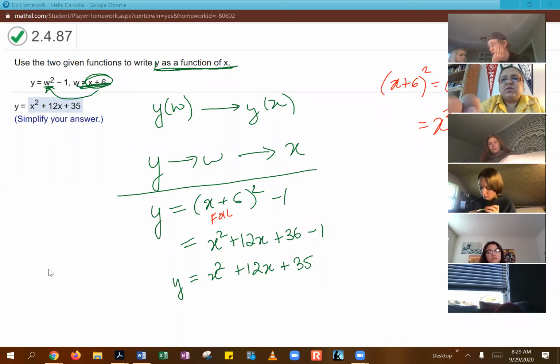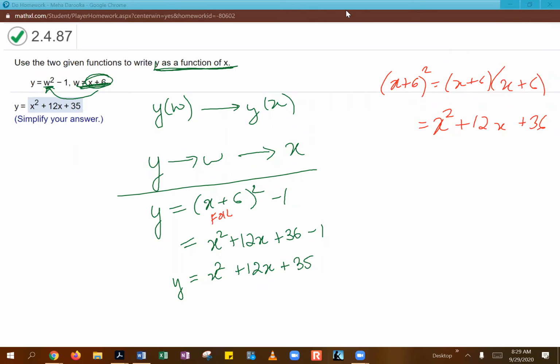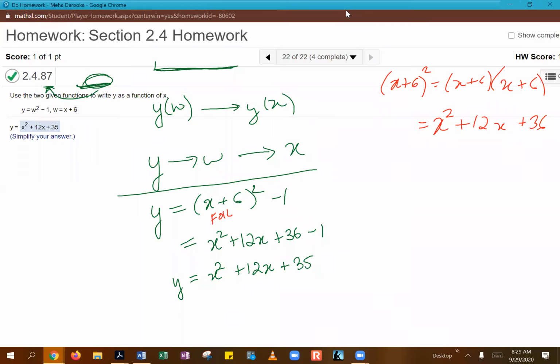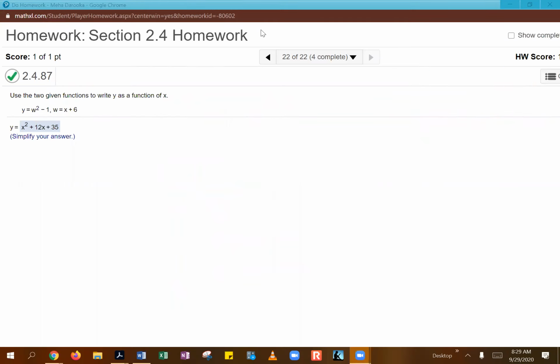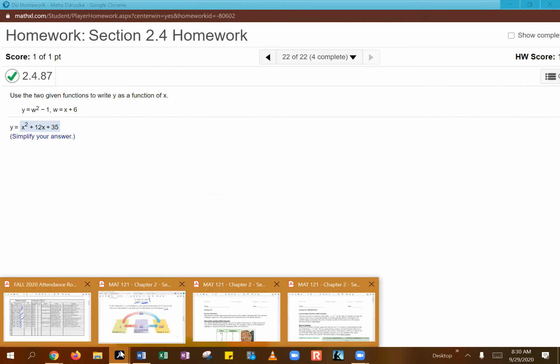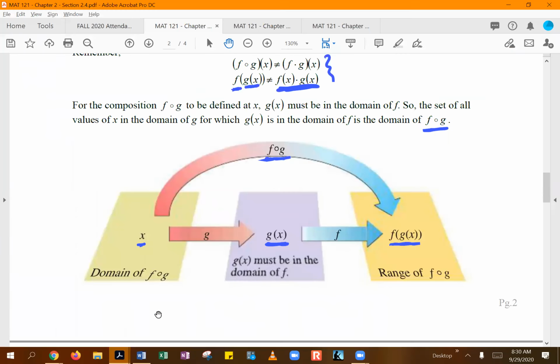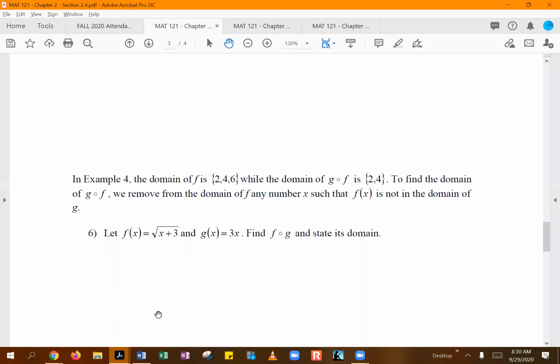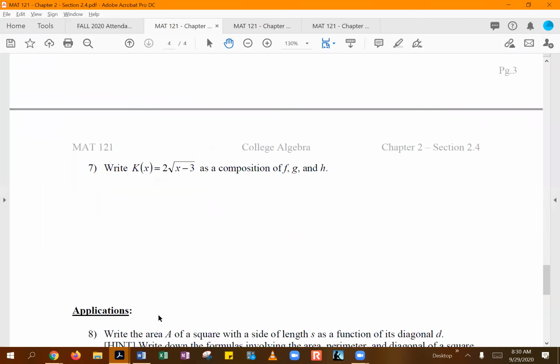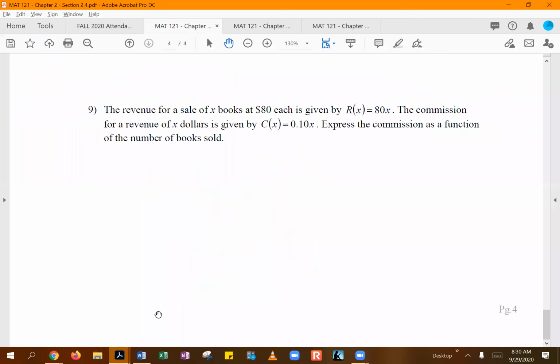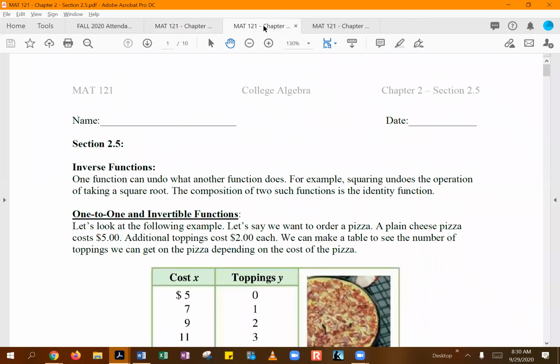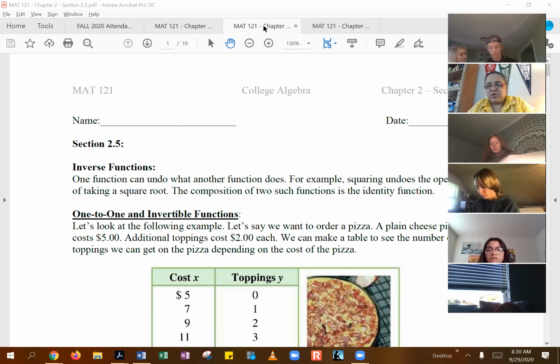Alrighty, guys. So you of course have a couple different types of examples in here that we did not go over. I would like you guys to try those on your own. And again, if you get stuck on anything, you can definitely come to me for help. You've got different types of examples that I have in here that you can look through with the video lecture. But let's get into our inverse functions, section 2.5.